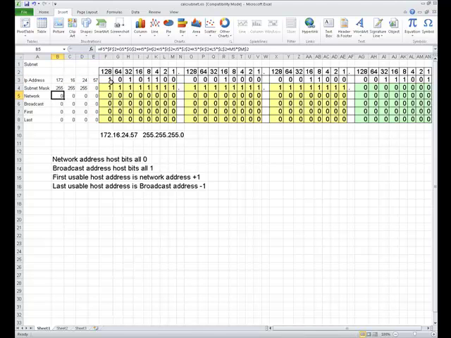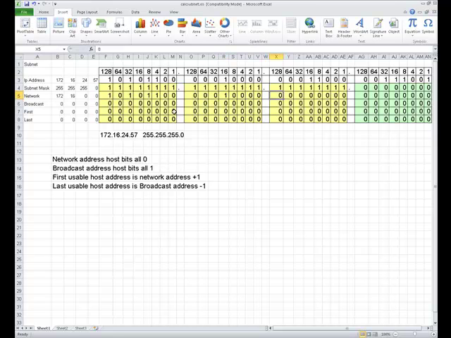The ANDing process we need to go through to get our address. We've already defined the network address: the host bits are all 0, and in this case the host bits are already all 0. So let's go through and AND this. 1 and 1 is 1. 1 and 0 is 0. 1 and 1 is 1. 1 and 0 is 0. 1 and 1 is 1. 1 and 1 is 1. 0, 0. We'll just go through here.